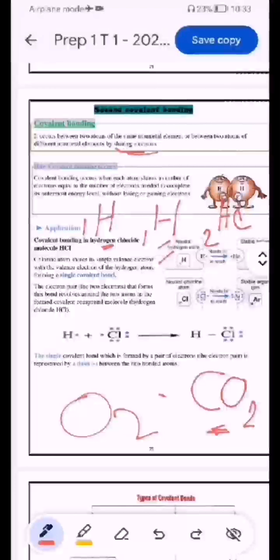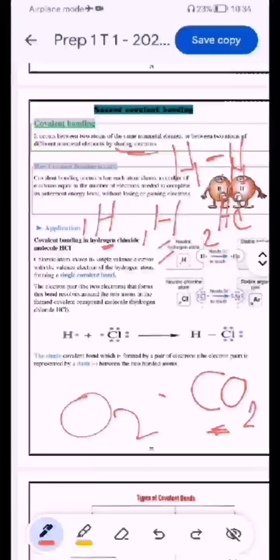So what happened now? This atom of hydrogen will share its valence electron, 1 valence electron, with the other atom of hydrogen. So both will have 2 electrons at the same time. H bonded to H, okay? Hydrogen bonded to hydrogen, and represented by a dash. This dash means a pair of electrons, one electron from this atom and the other from the other atom.